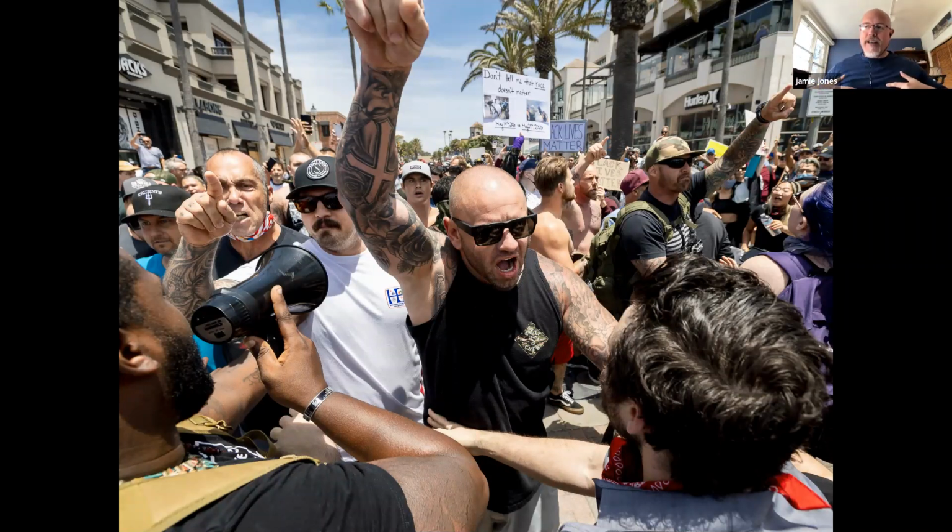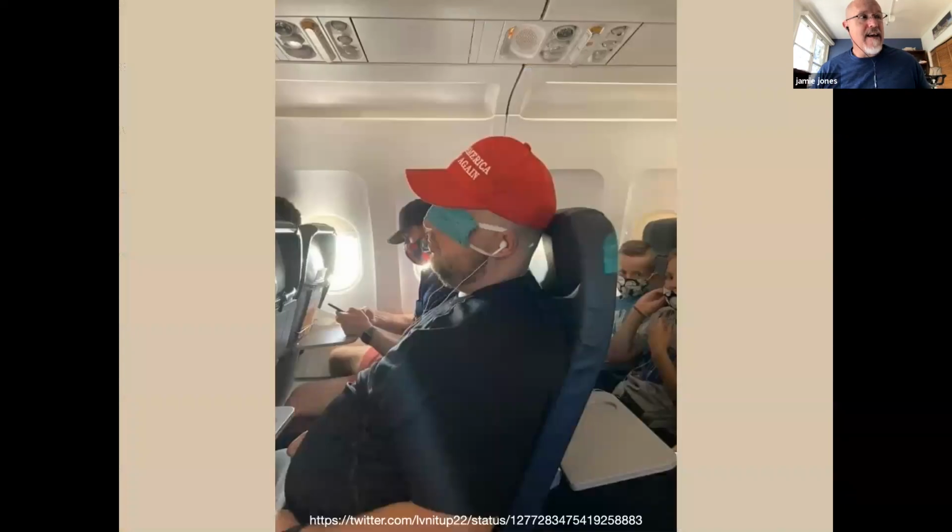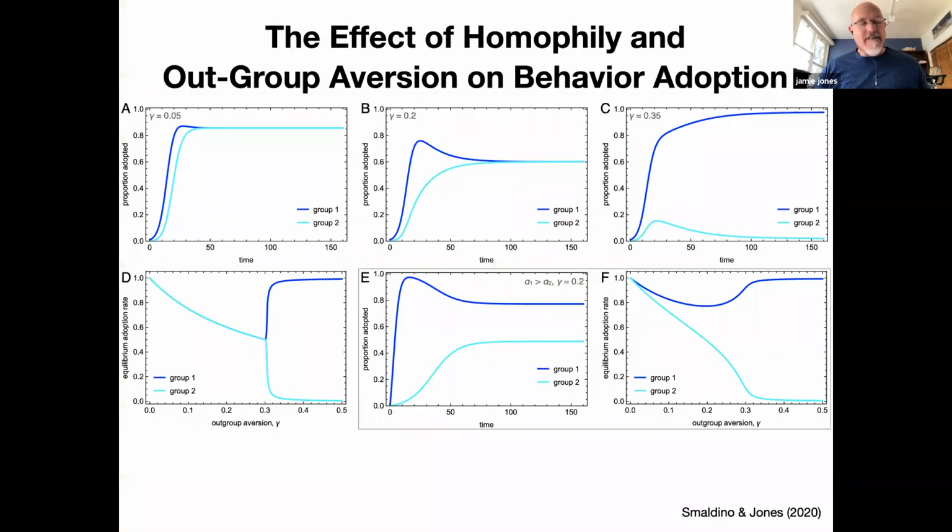If I'm in group one and I look over and see what group two is doing, whatever they're doing, I'm going to do something different with a certain probability. We can tune that parameter and see what happens. We get different types of behavior emerging, whether or not you engage in properly calibrated protective behavior. Let's look at the effect of homophily and outgroup aversion first on behavioral adoption.